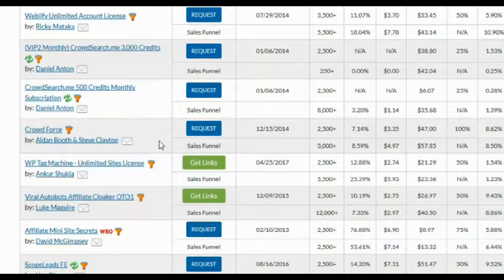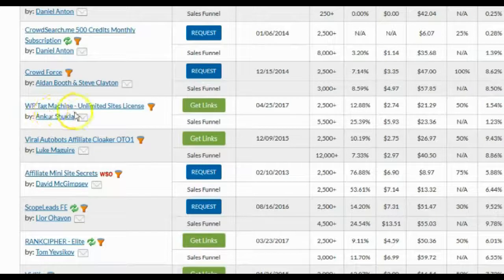And this is because with a WordPress plugin, there's a standard known platform that the developer can create the software for. So generally, they can do it quicker and cheaper. So let's go ahead and take a look at this WP Tag Machine.